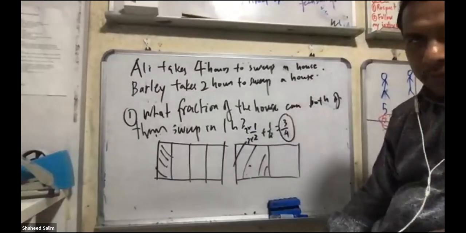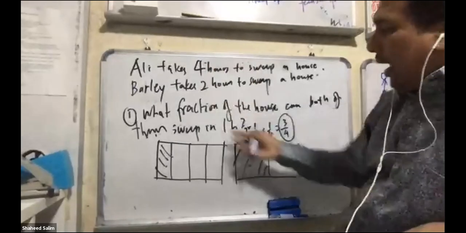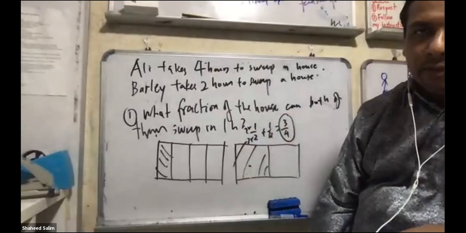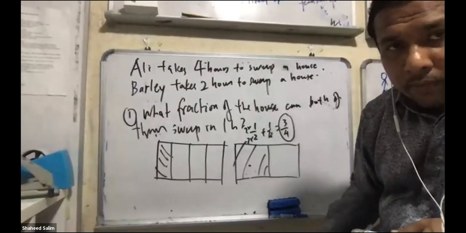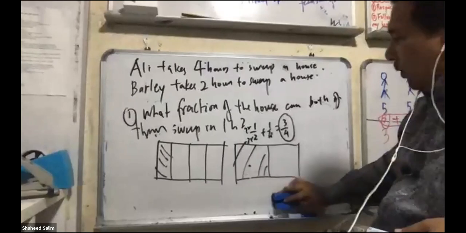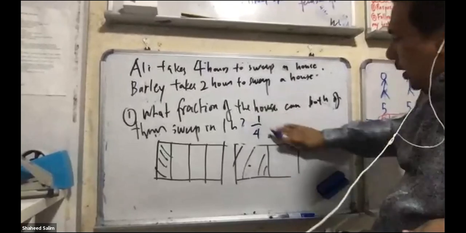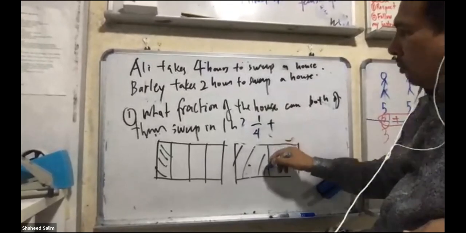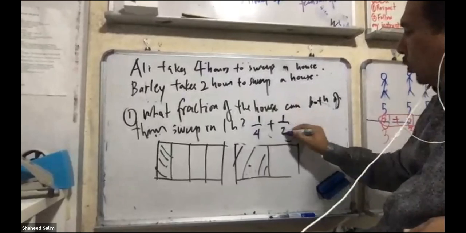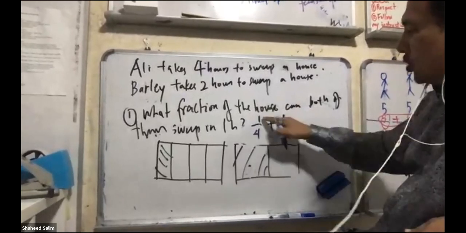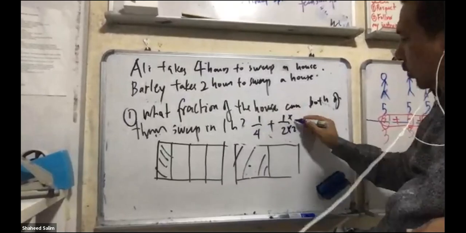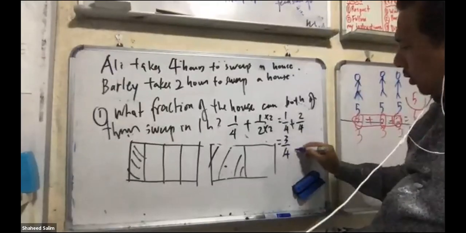In 1 hour. Okay. The more persons there are, the shorter the time will be. So this one is 1/4 in 1 hour. Then at the same time, Bali is sweeping the house also. In 1 hour, he can finish half of the house, while Ali finishes a quarter of the house. Correct, 3/4. Okay, 3/4.